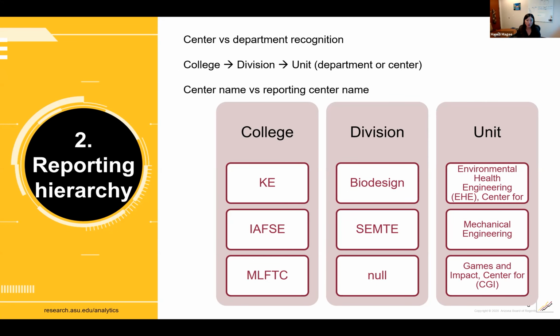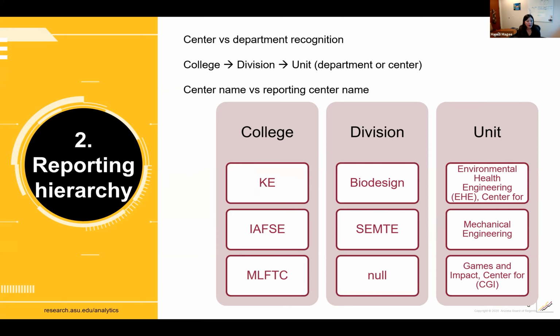You just need to know when you're looking for a specific organization within ASU, is this going to be a unit level entity, a division level, or a college level? And sometimes it might be just a little bit of trial and error to understand. And then once you see how we're doing our hierarchy, it's pretty self-explanatory.